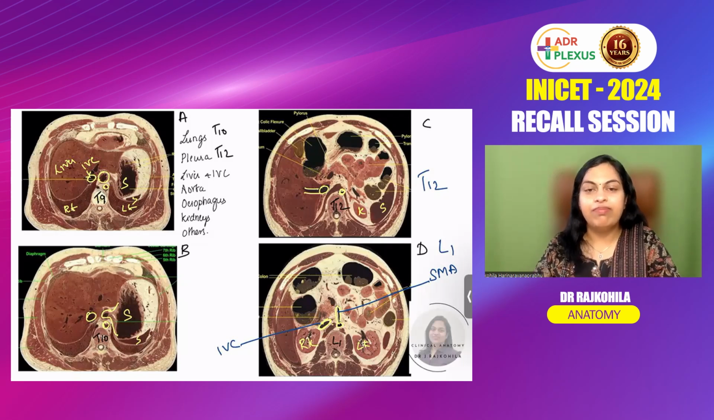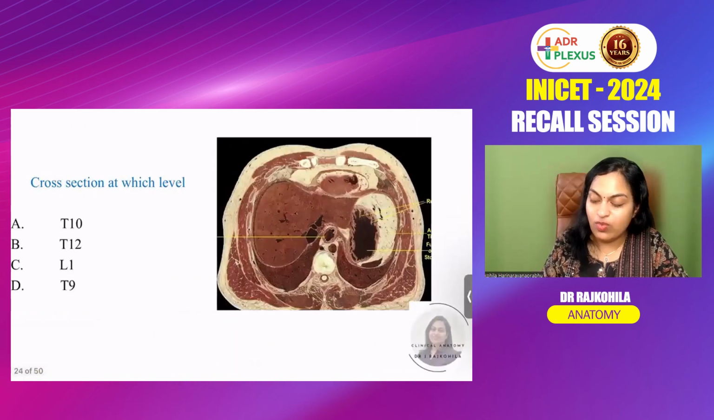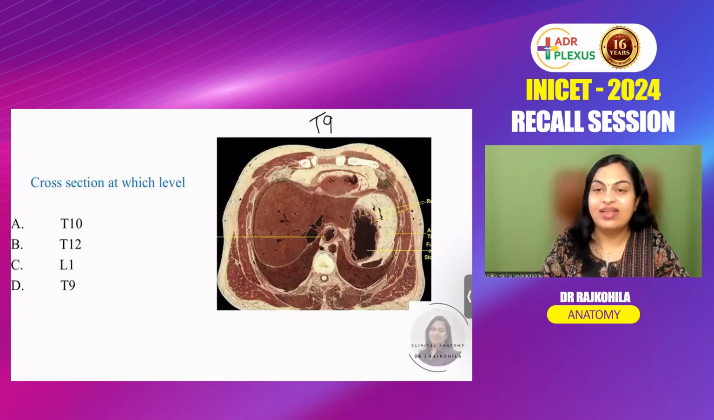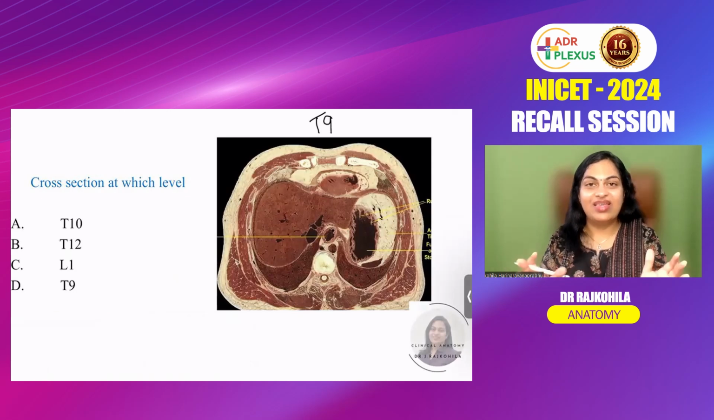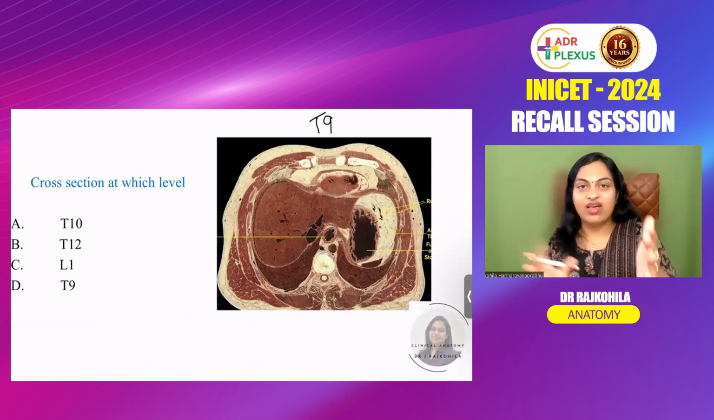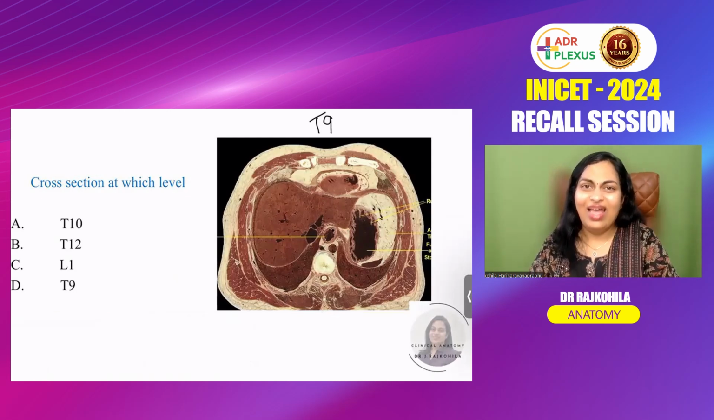Okay, so from a comparative discussion of all these sections, we can conclude that if this was the image given, then it is going to be T9. Why not T10? Because in T10, you can see the cardioesophageal junction, right? And why not T12 or L1? You don't get to see the esophagus in those sections.